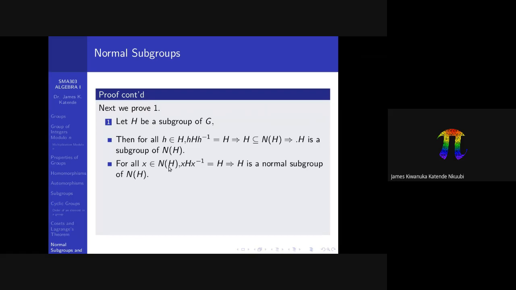Now for all x in the normalizer of H, by definition, if you pick any element from the normalizer, then xHx inverse will always be equal to H, right? So if you think of H as a subgroup of the normalizer, this condition guarantees that H is a normal subgroup of the normalizer of H, right? So we have proved that it's a normal subgroup. So what is left is to show that you can't find a larger subgroup than the normalizer in which H is normal.